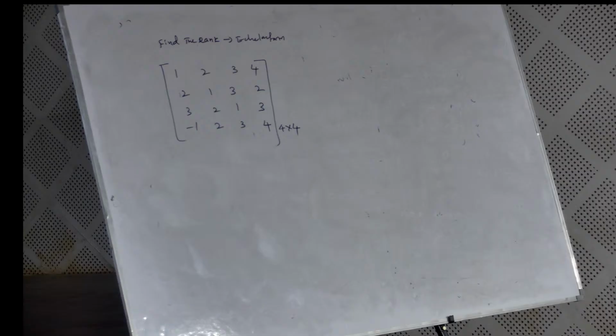Because the echelon form is very much crucial here. Otherwise, you are not able to solve the remaining steps. Okay? Please make a note of this.